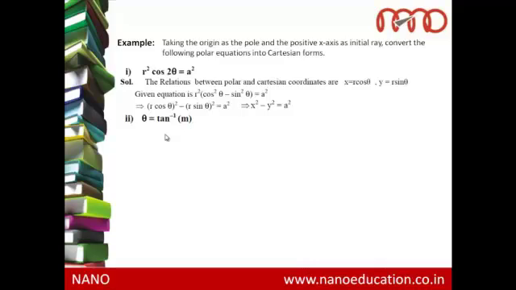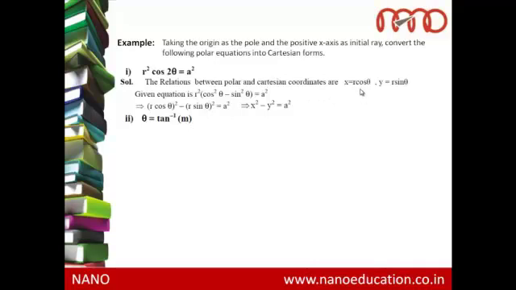Next question, θ = tan⁻¹ m. Before starting this question, again conversion from polar to Cartesian form, we have the equations x = r cos θ and y = r sin θ. Instead of talking in terms of tan⁻¹ of m, it is always convenient to talk in terms of tan θ. So send this tan inverse to the other side, m = tan θ.